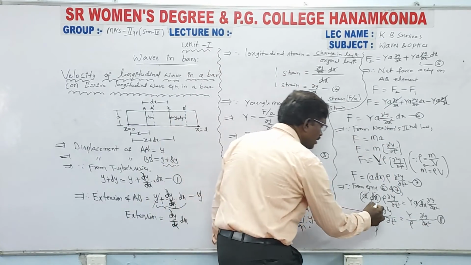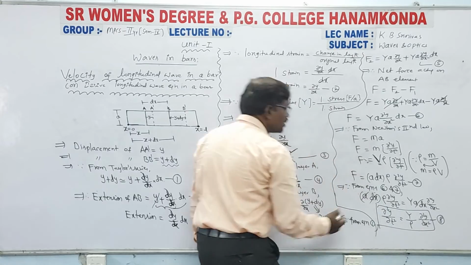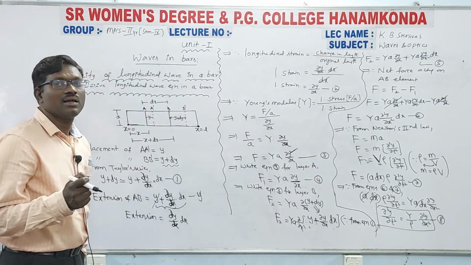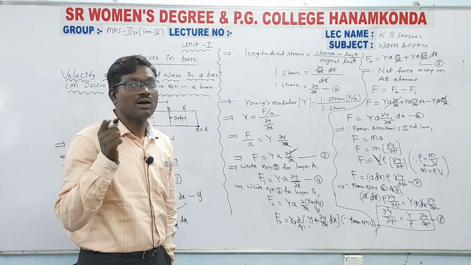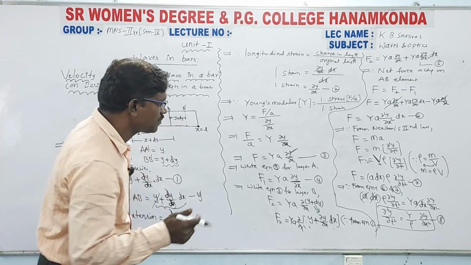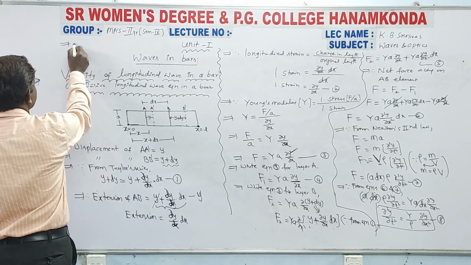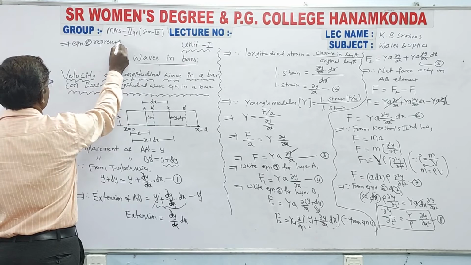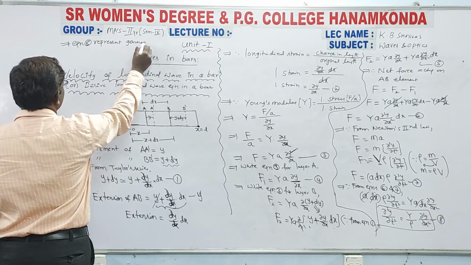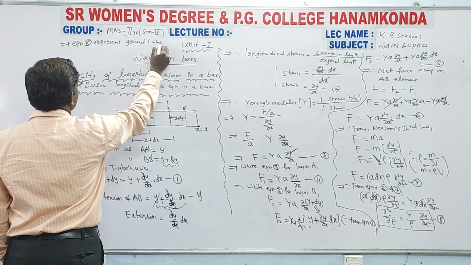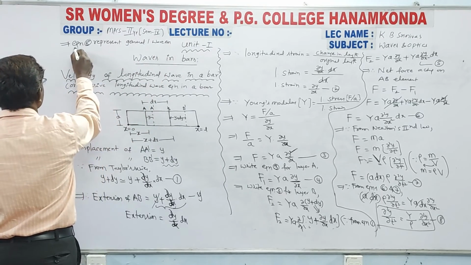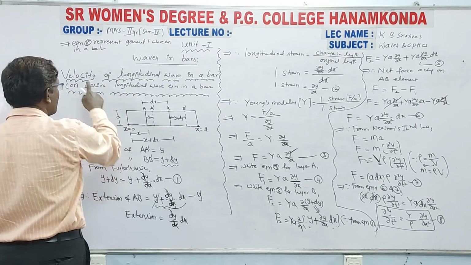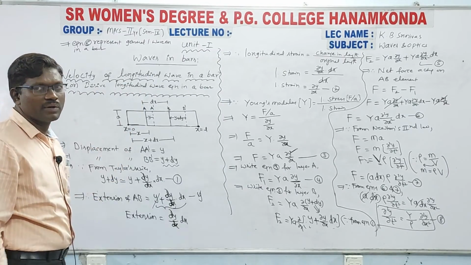And what does equation 8 represent? Equation 8 is known as the general longitudinal wave equation in a bar. Equation 8 represents the general longitudinal wave equation in a bar. But our topic is about the velocity of a longitudinal wave in a bar.